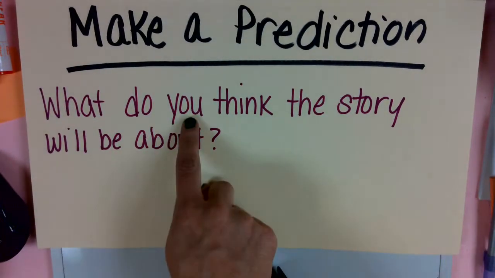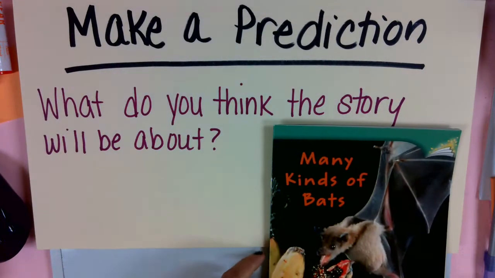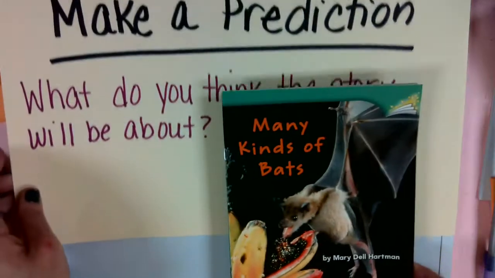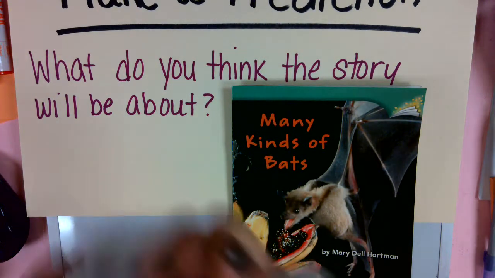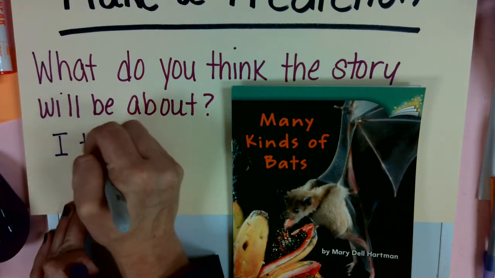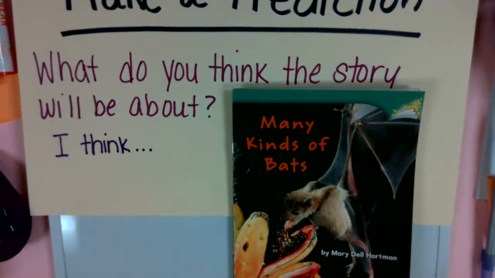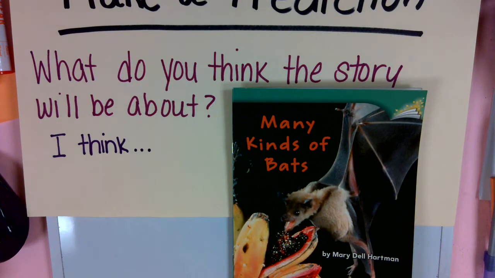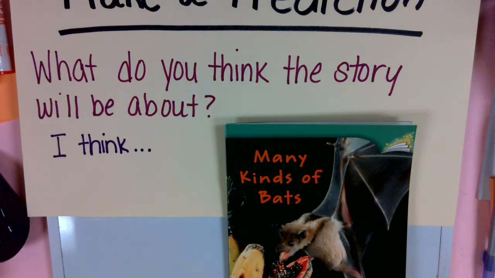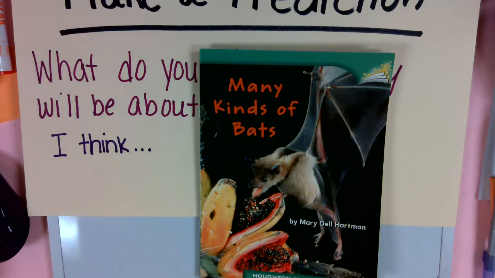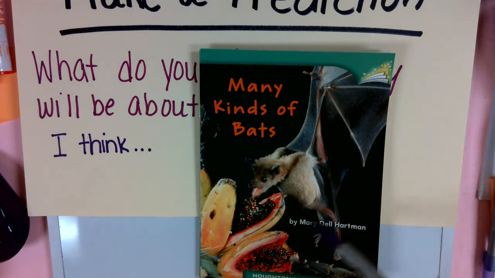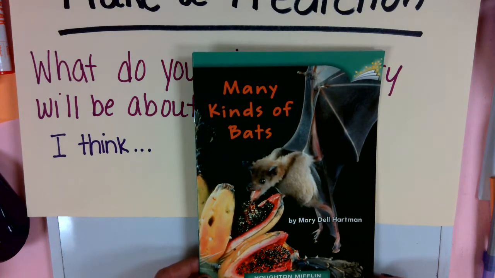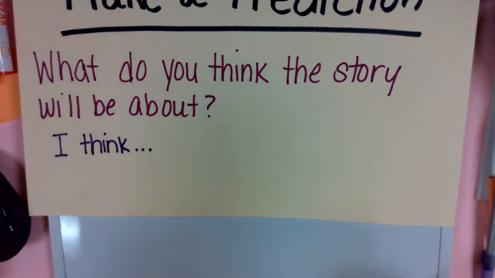So, make a prediction. What do you think the story will be about? Oh, that's a little too big. Why don't I just move it just like that? So just looking at this cover, what do you think it's going to be about? You can start off your sentence by saying, I think, and then tell me a sentence what you think the story is going to be about. Make a prediction. So I think just by looking at the cover I will learn about many, so a lot of different kinds of bats. So we'll be talking and hearing about different kinds of bats. What was your prediction? Remember, you can always change your prediction in the story.